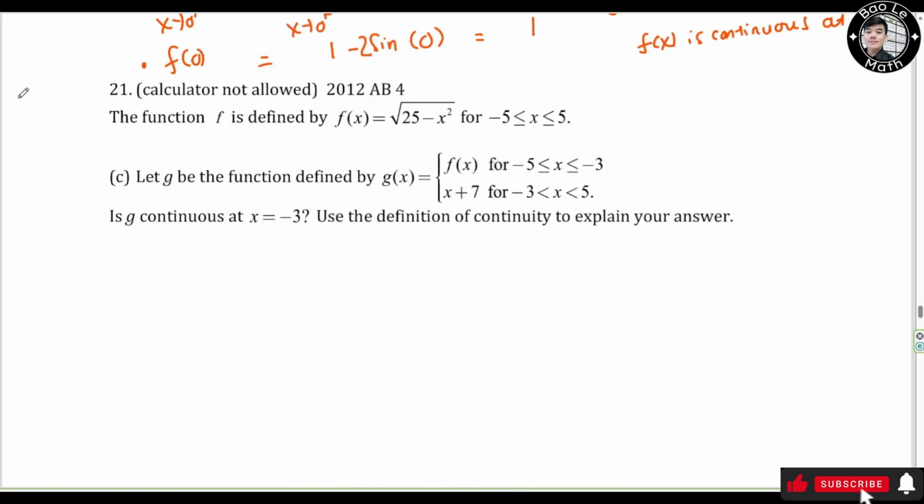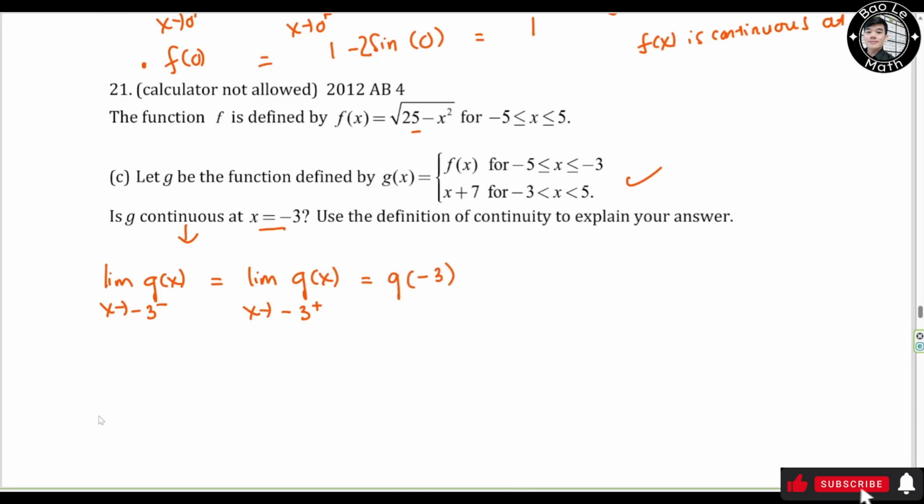Now question 21. The function f is defined by this one. Let g be the function defined by this one. Is the function g continuous at s equals -3? Use the definition of continuity to explain the answer. So again, in order for this one to be continuous, you need the limit of the function g of s when s approaches -3 minus equals the limit of the function g of s when s approaches -3 plus equals g of -3, right?